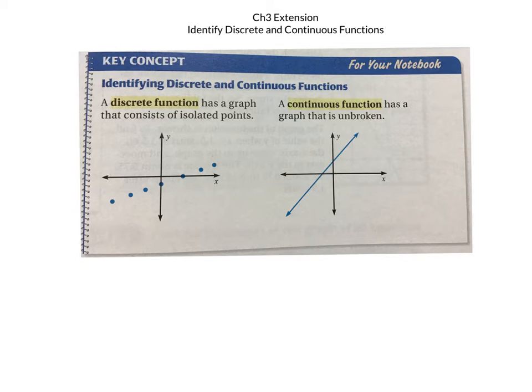Let's just look at the graph for now. So a discrete function has a graph that consists of isolated points. You see the first graph here on the key concept. When you're graphing a discrete function, you'll have a series of points. A continuous function has a graph that's unbroken, or it has the line. So when you're trying to identify them real fast, if you graph them, you'll know. Discrete has specific points on the graph, and continuous is a line.